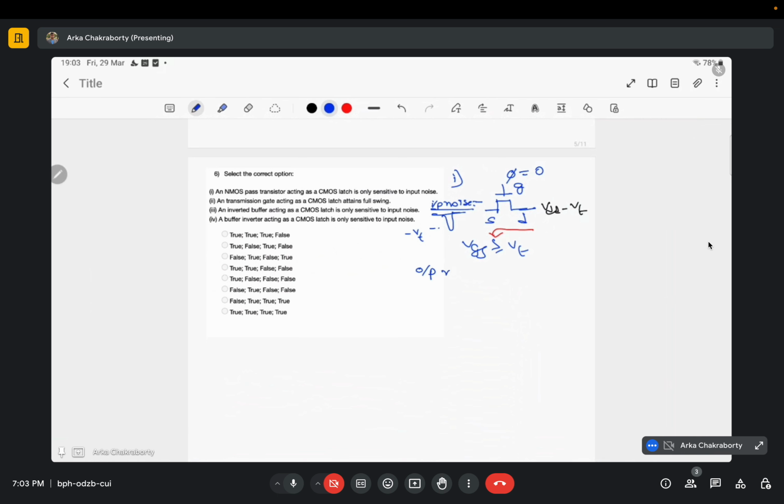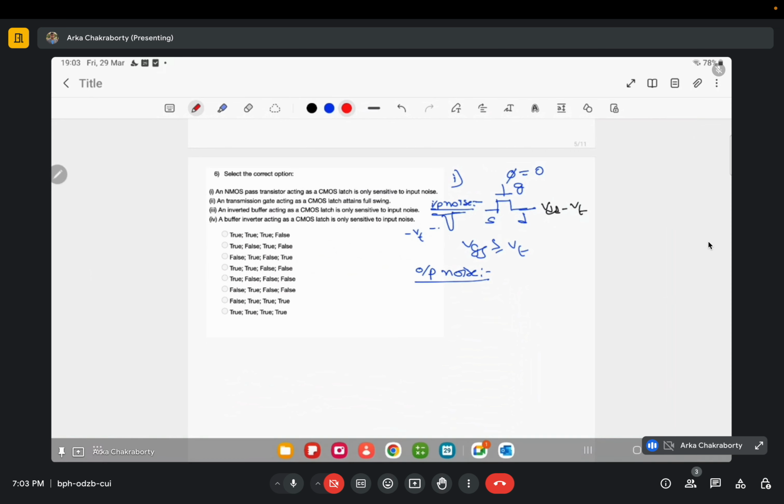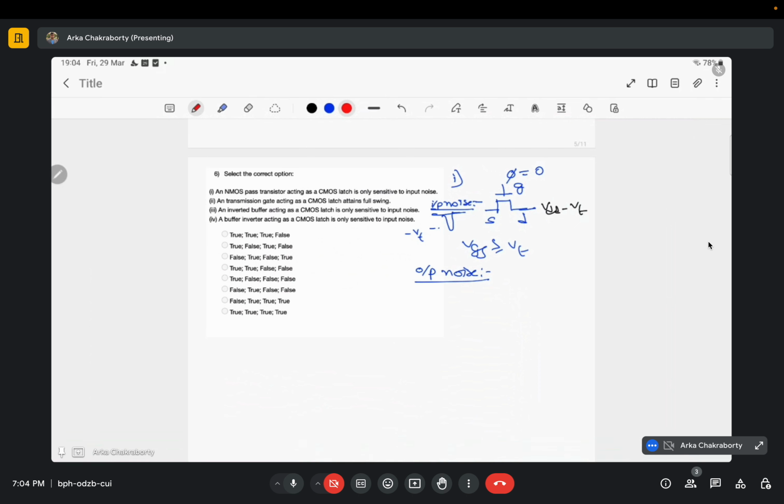Now for output noise, say this is my gate, this is my source, this is my drain, and here it is 0, so it is storing 0. Here it is also 0. And say this phi is VDD, that is, it is storing 0.